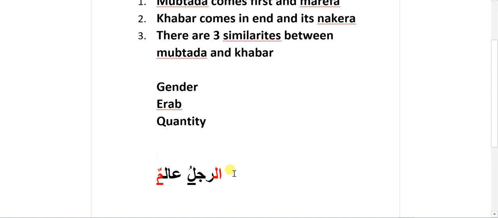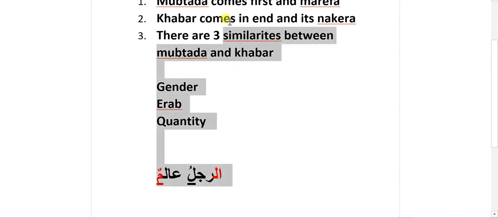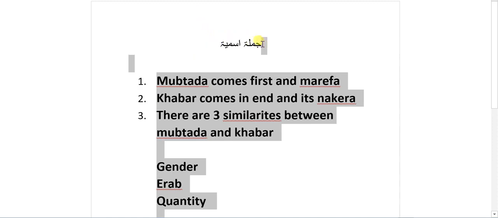In mubtada khabar, mubtada should always be marifa, whereas the khabar should always be nakera. But in mawsuf sifat, both parts should be either marifa or nakera. That's the first difference. Another difference is that mubtada khabar makes a complete sentence, whereas mawsuf sifat makes an incomplete sentence. Okay, now that's the end of Jumla Ismiya.